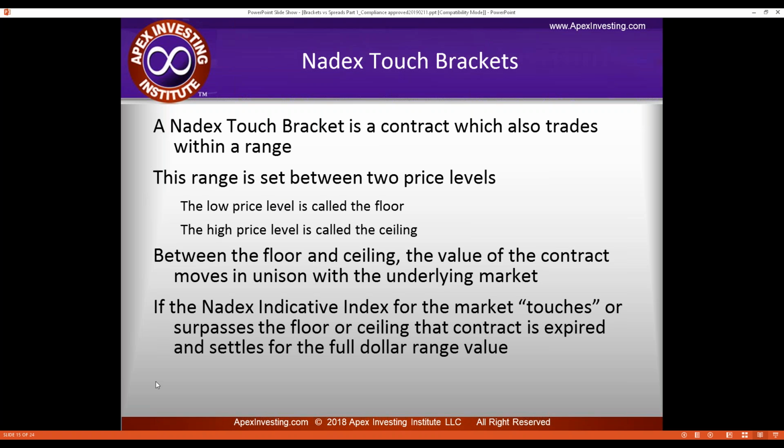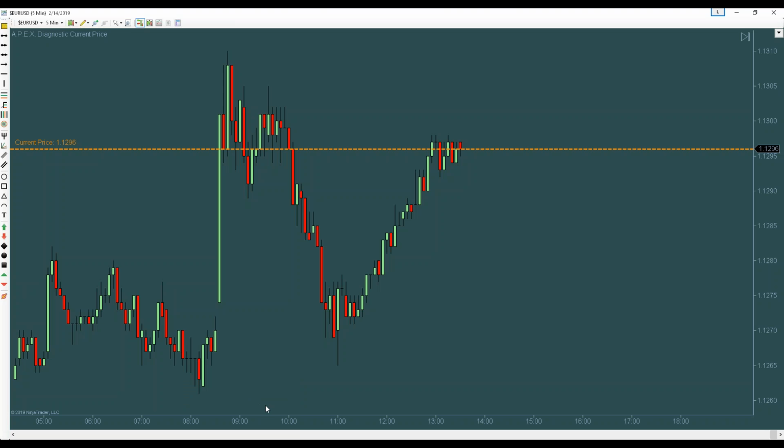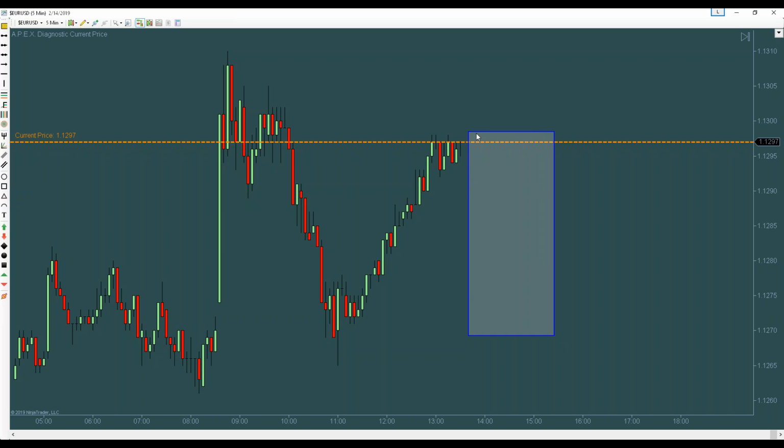Let's just pull up a chart again here real quick, and let's look at something. So let's just say there was a touch bracket and a spread right here. If this was a call spread and the price comes up here and breaks this ceiling, this top, this contract's still open. I'm still in the trade. It can come way up here and then come back down into my spread, and I'm still actively in the trade.